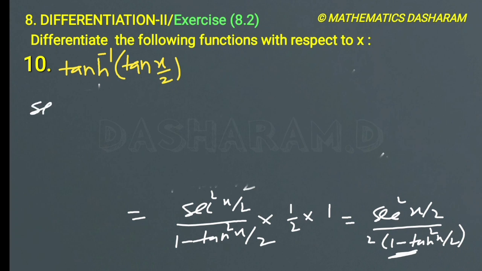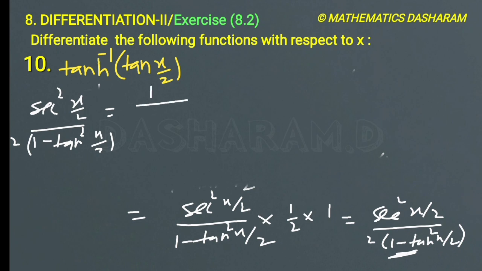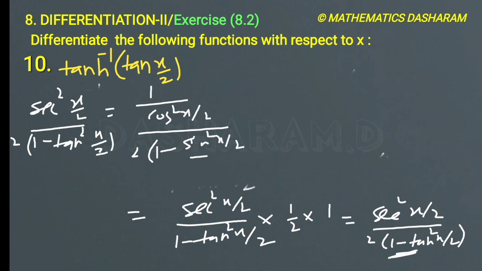So sec square x by 2 divided by 2 into 1 minus tan square x by 2. Sec square x by 2 means 1 by cos square x by 2, because sec x is the reciprocal of cos x. So that is why 1 by cos square x by 2. 2 into 1 minus tan square x by 2 can be written as sin square x by 2 divided by cos square x by 2.